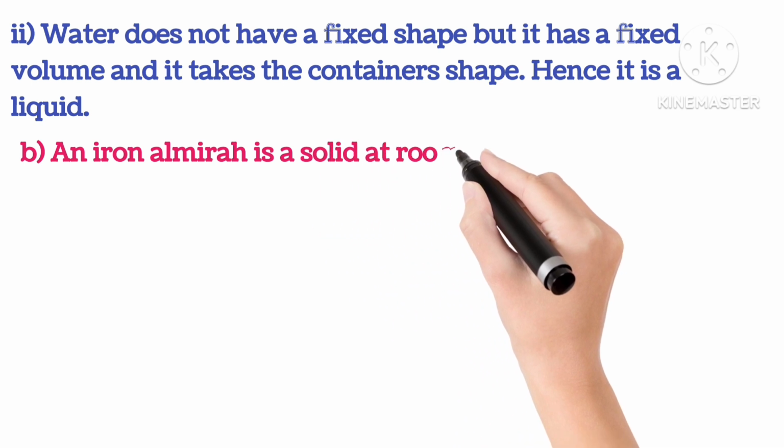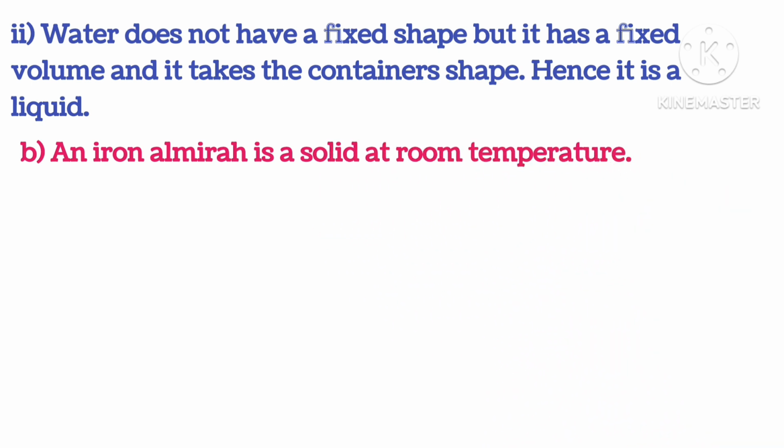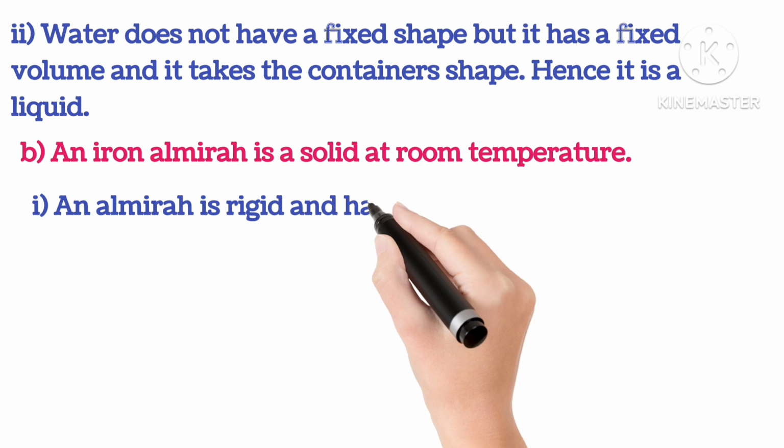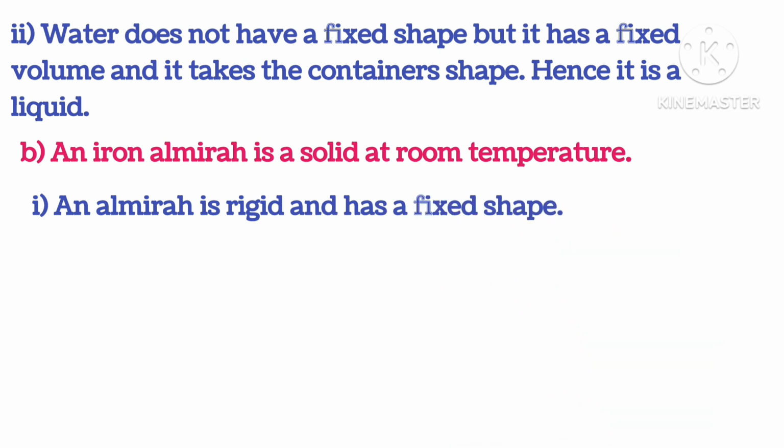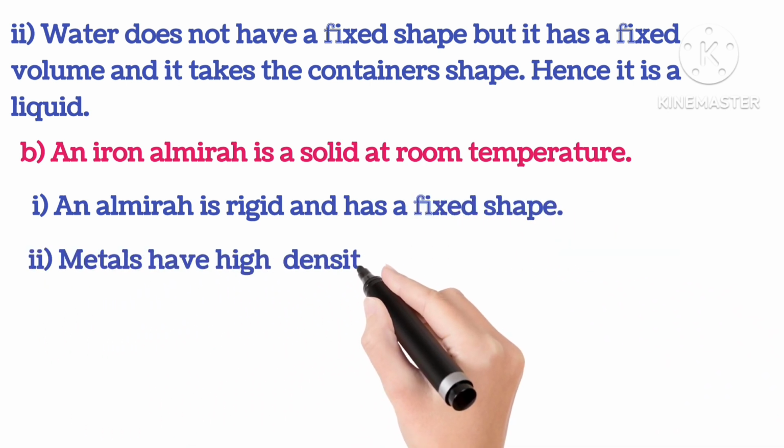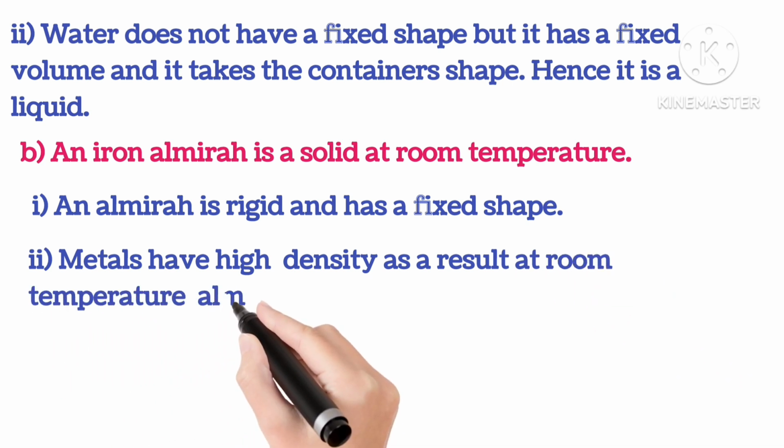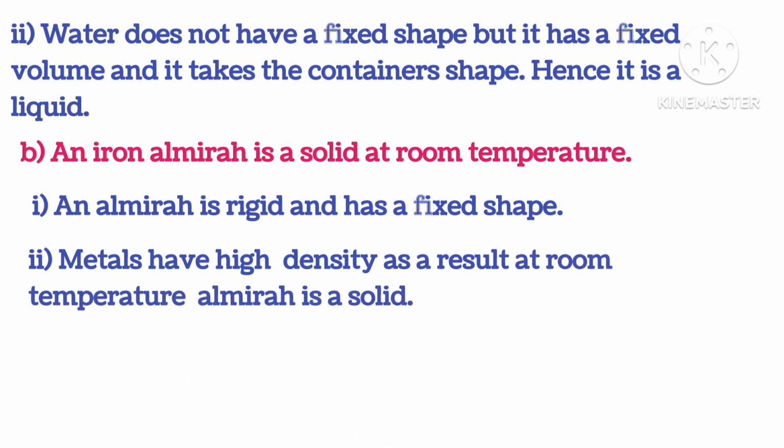An iron almirah is solid at room temperature. Almirah is rigid and has a fixed shape. Metals have high density. As a result, at room temperature, almirah is a solid.